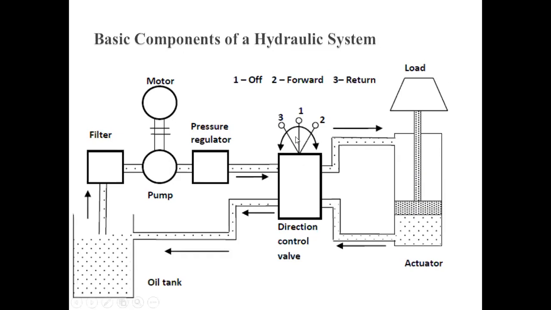See, here there are three positions shown, position 1, 2 and 3. We have mentioned 1 means off, 2 means forward direction. Forward means the movement of this load is upward and 3 means return, means the movement of this load is downward. So we have to change the position as per our requirement.